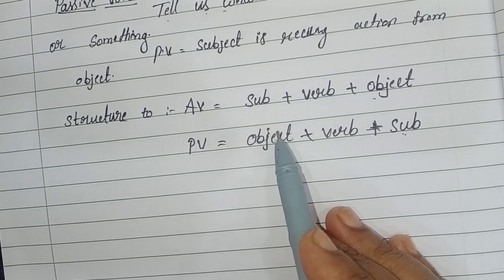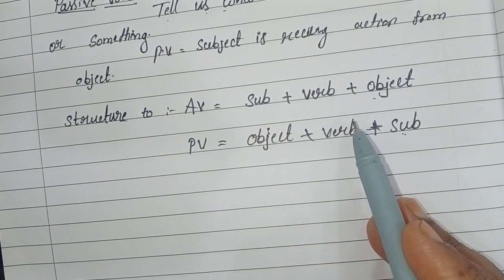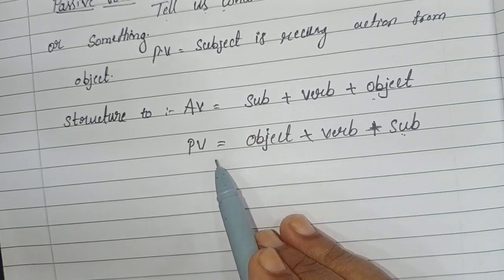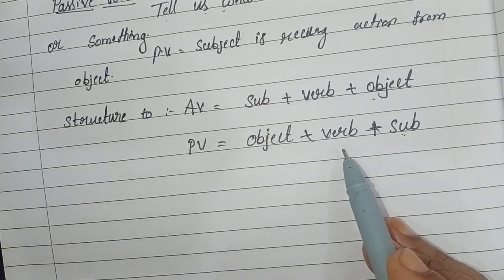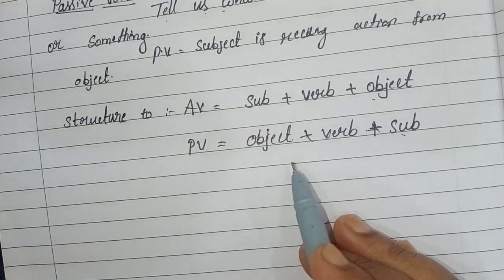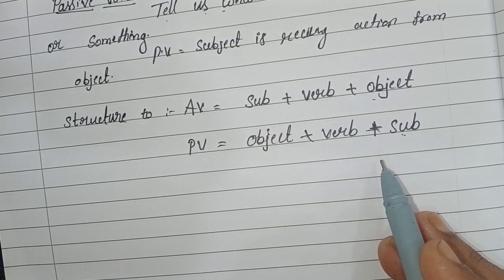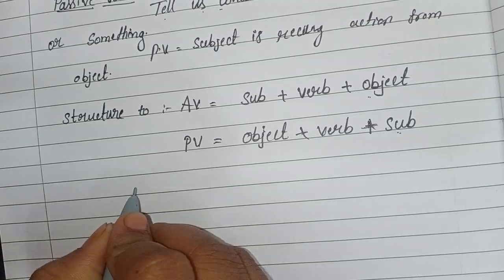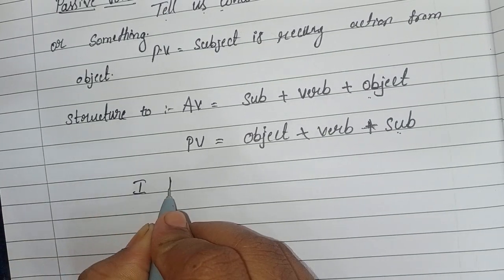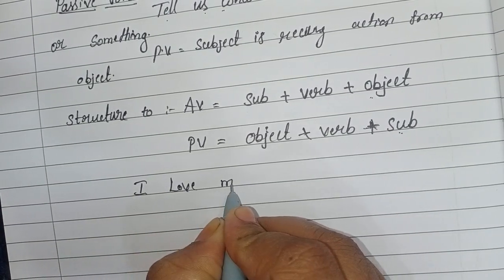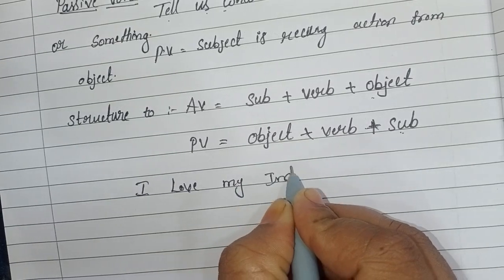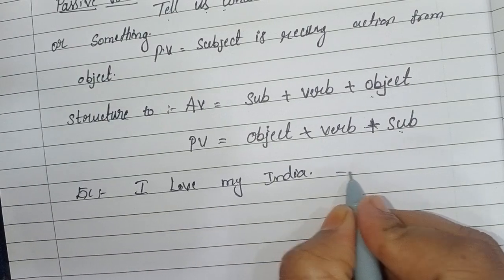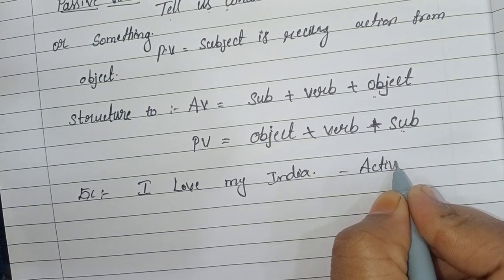Here in the active voice, the subject is acting upon the object, and the passive voice is the receiver of the action. Passive voice is receiving the action. Here I give one example. I love my India. It is in active voice.